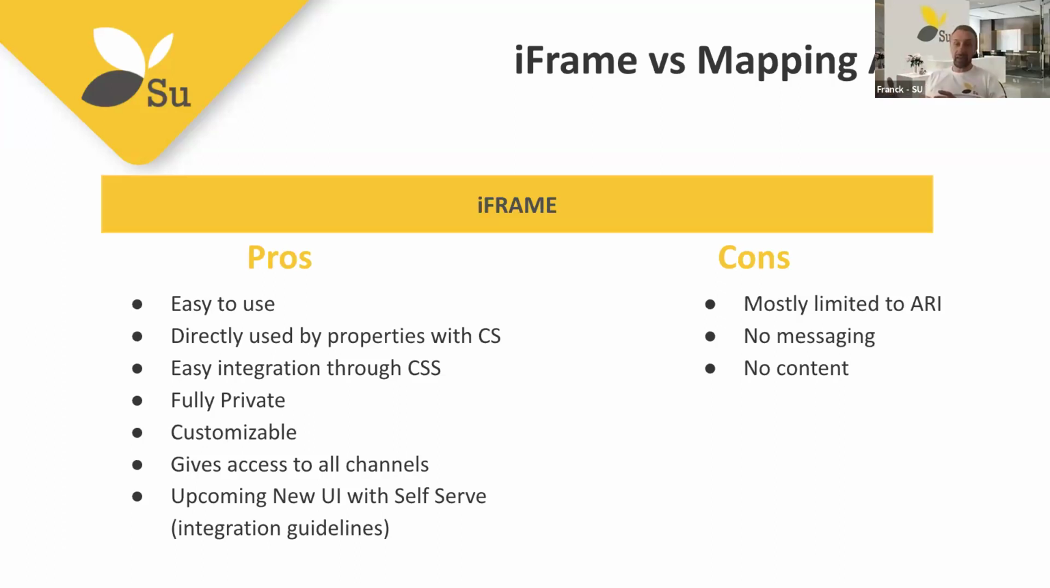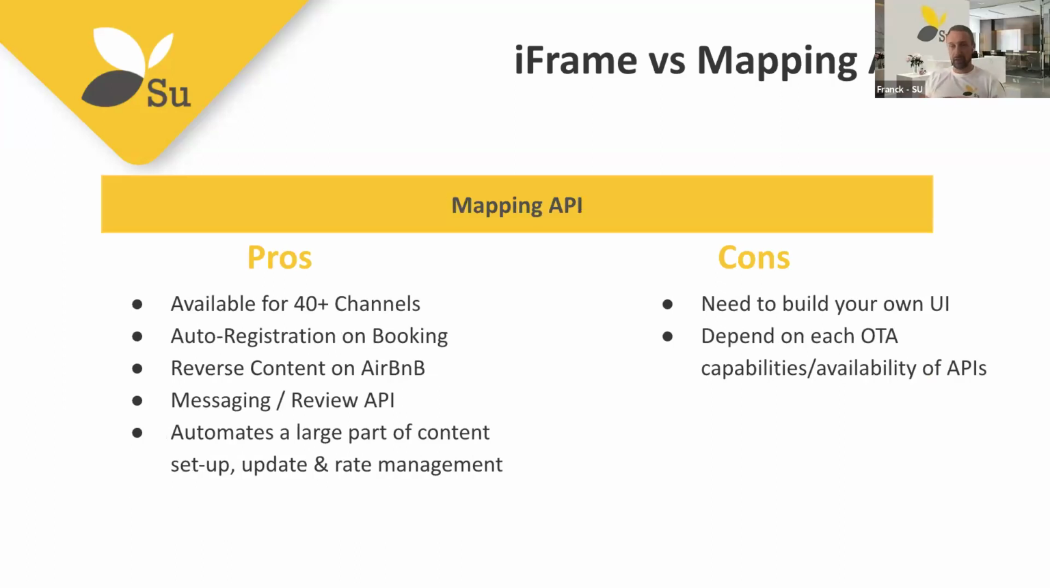So the iframe is good as a starting point. It's usually a good time to market. If you build the platform and it takes you a month and a half, you integrate the iframe, you can just go live and start rolling out hotels and get access to a bunch of channels very quickly. So that's a good solution, I would say, as an entry point. And the mapping API may be considered for the top channels. If you actually see, you have quite a few hotels.